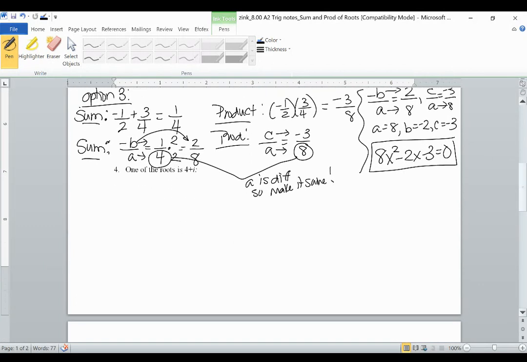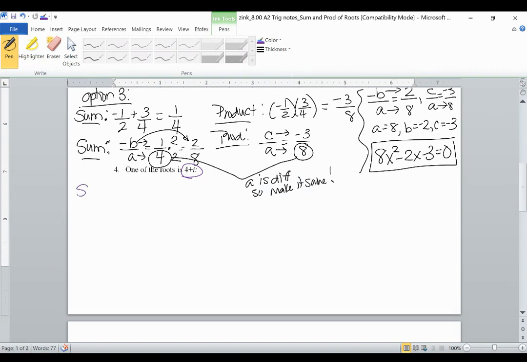All right, let's try another one. So this one is a little bit trickier because, first of all, they only give us one root, and the root has an imaginary number in it. So if we say that we have 4 plus i is one root, there we go, a little color.